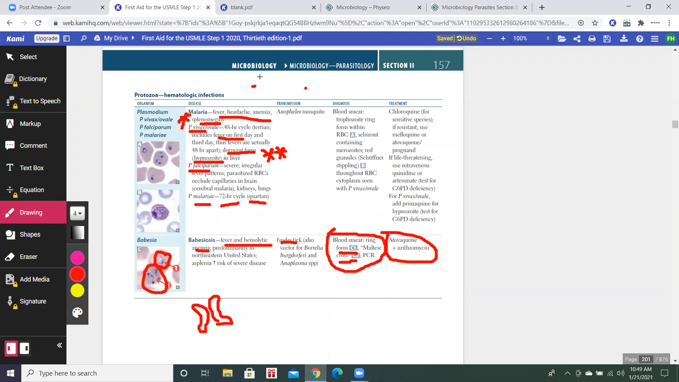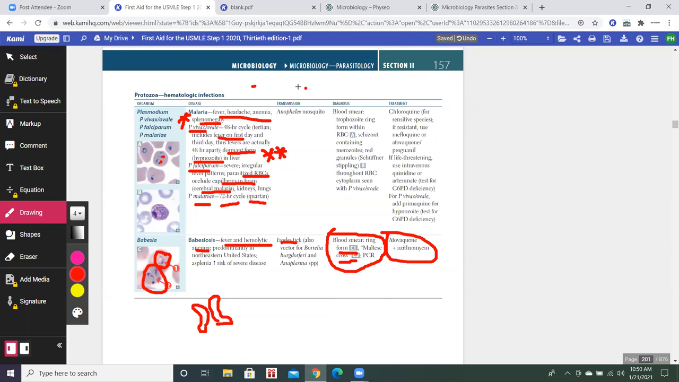They will also tell you that the fever pattern is irregular for Plasmodium falciparum. Another one is that Plasmodium falciparum has a tendency of causing cerebral malaria. What happens is the parasites occlude the RBCs. As you can see here in the blood smear, there are rings of trophozoites, and they destroy the RBCs. These parasitized RBCs have a tendency of occluding blood vessels. If they occlude the capillaries in the brain, this can cause cerebral malaria.